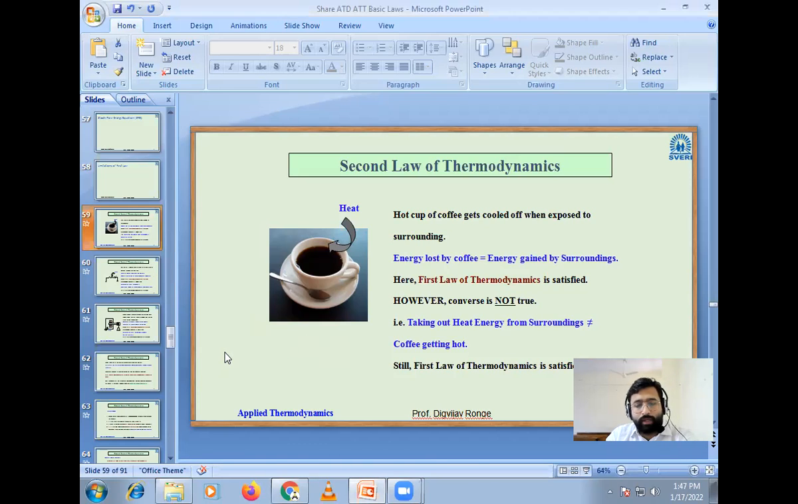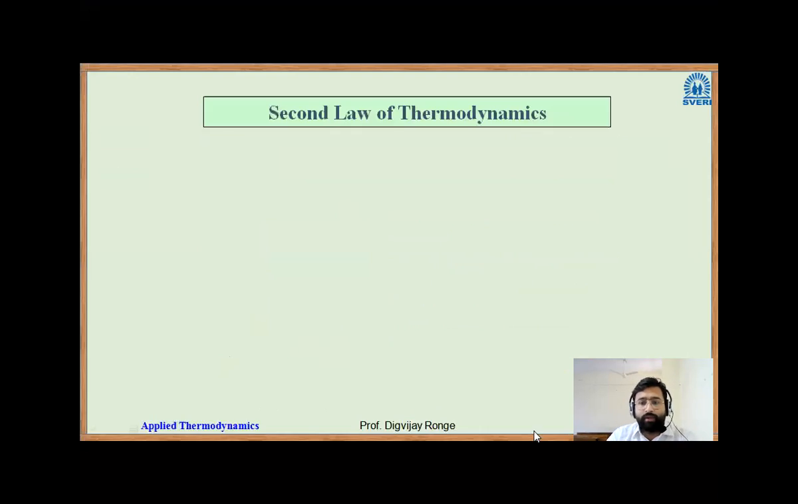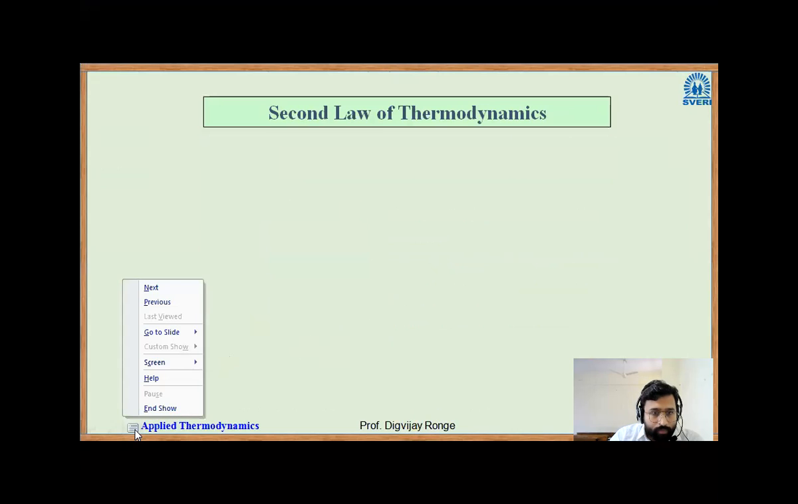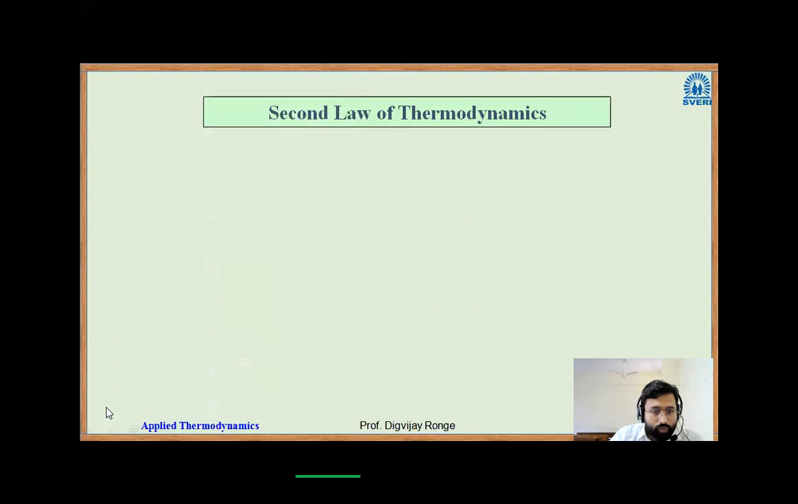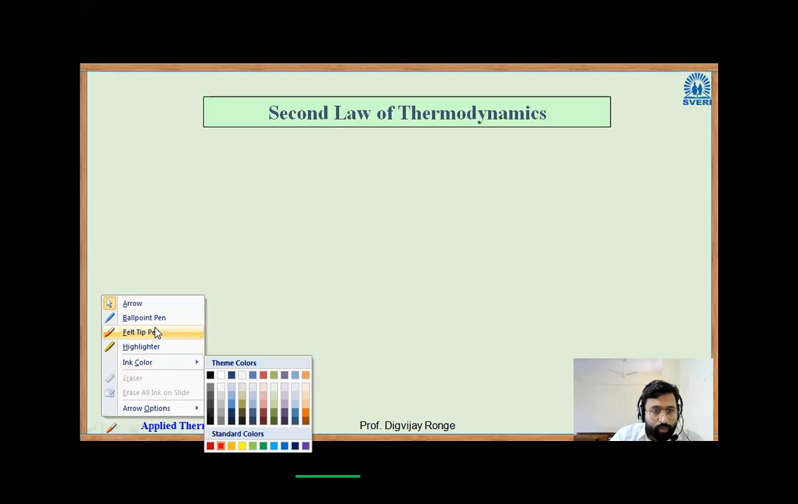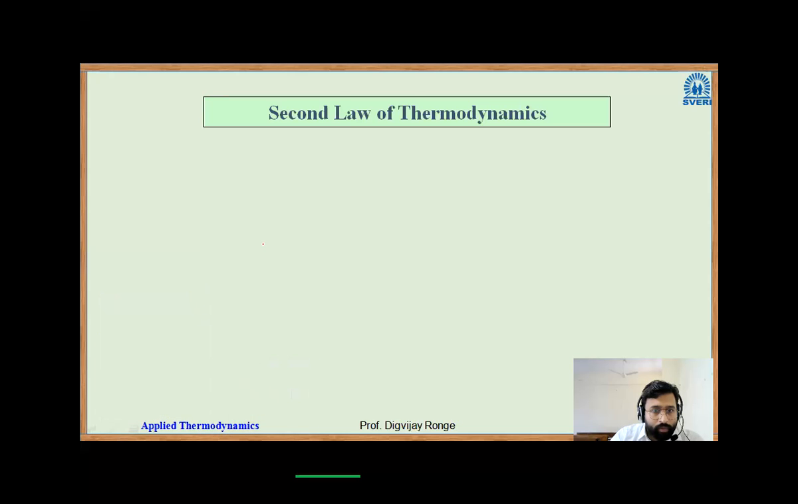So now I'll share the screen and start the presentation. I hope I'm able to. Okay, what is this? Screen here. Move to slide. Previous page show. Okay. Arrow highlighter. Ballpoint pen. Okay. Highlighter.